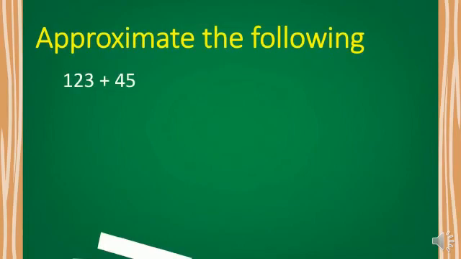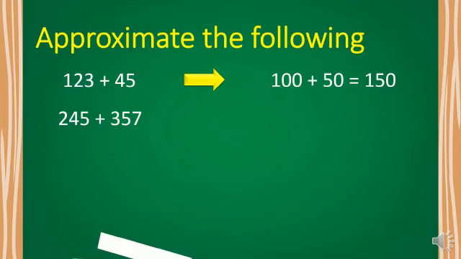Solve some operations. 123 plus 45. We will approximate both sides of the operation. So 123 approximates to 100. And 45, here a two-digit number, we look at what? Ones. So 5 in ones is rich. So 45 is near to 50. So 100 plus 50 equals 150.